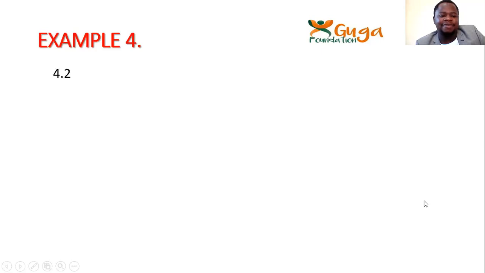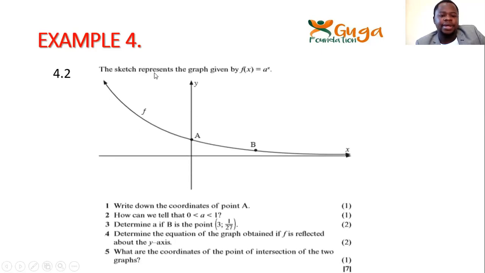Let's look at example number 4. Here they're saying that the sketch represents the graph of f of x is equal to a to the power x. Okay, now you have got your points B and A here. So they're saying write down the coordinate of point A, where A is here.